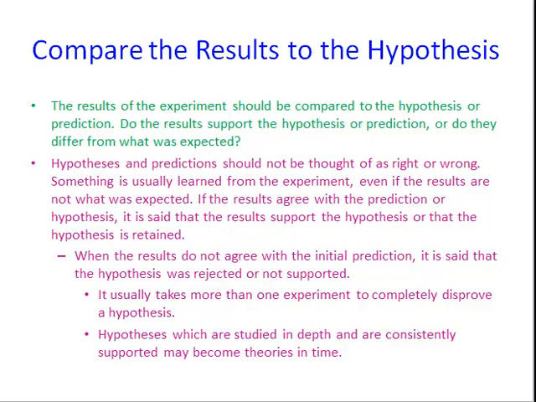When the results do not agree with the initial prediction, it's said that the hypothesis was rejected or not supported. It usually takes more than just one experiment to completely disprove a hypothesis, though. Hypotheses which are studied in depth and are consistently supported may, over time, become something called a theory.